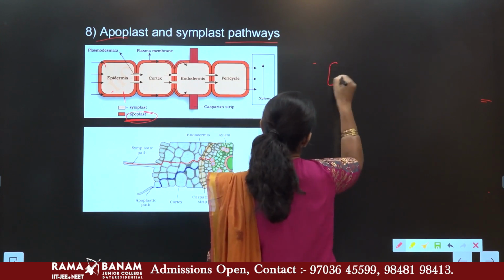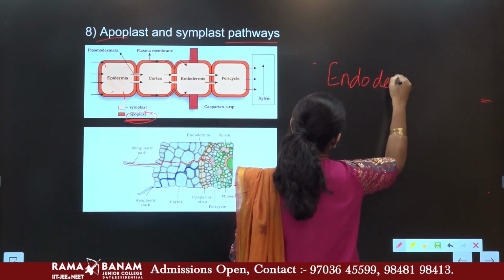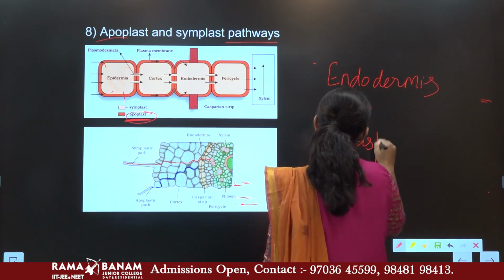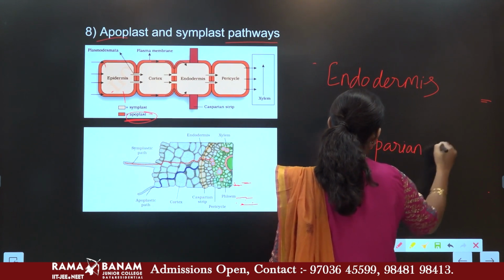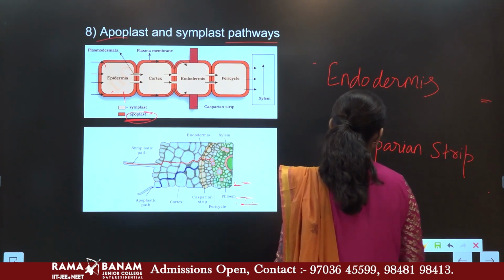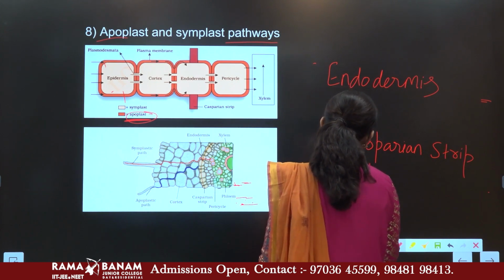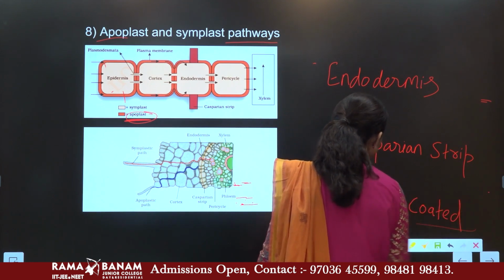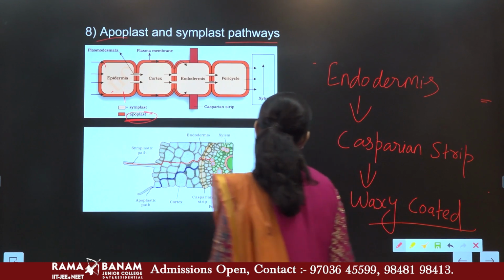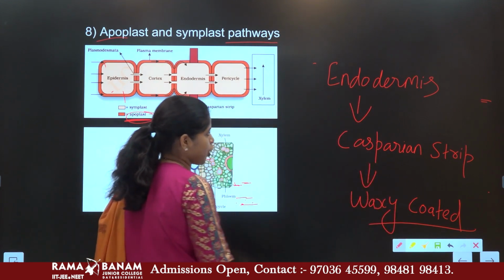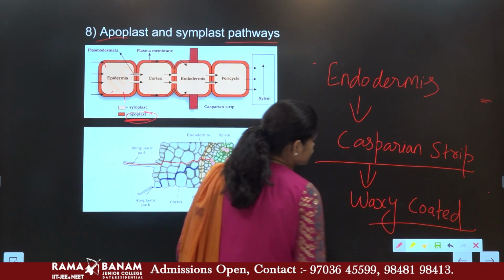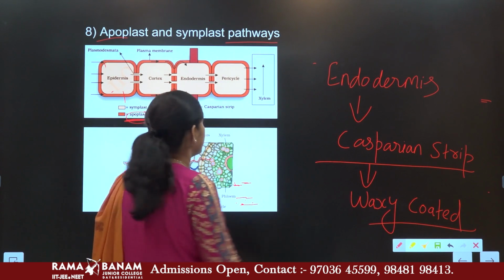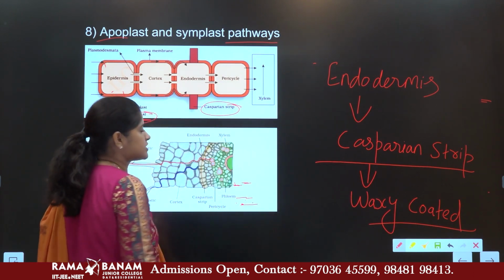here in the endodermis. In the endodermis, there is one strip which is called the Casparian strip. The Casparian strip is waxy coated. You can see the endodermis, the innermost layer of the cortex, and it consists of one waxy coated layer that is called the Casparian strip. Here, student, you can see it is the Casparian strip.